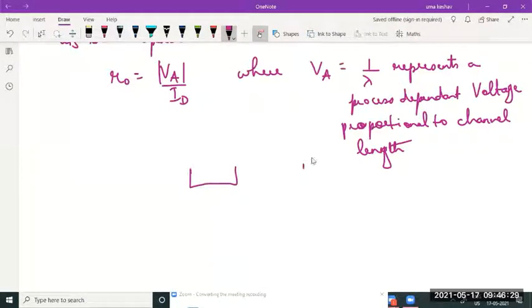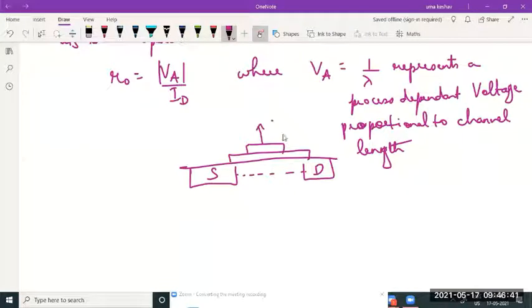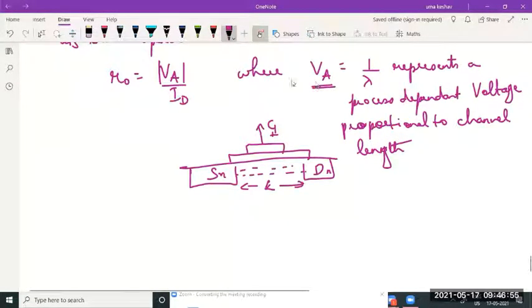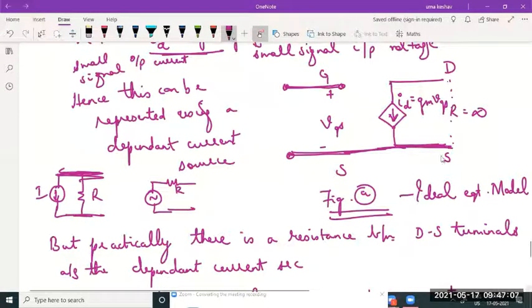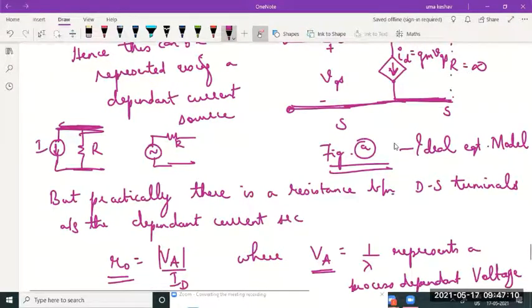So gate, if I have the source and drain, remember the channel is this region which is induced by connecting a positive voltage to the gate. So if I have N-type source and N-type drain, I need to introduce an N-type channel here. The length of this channel has influence over the amount of this voltage VA, and that voltage VA helps me determine the impedance between the drain and source terminals, which appears in parallel with this dependent current source.